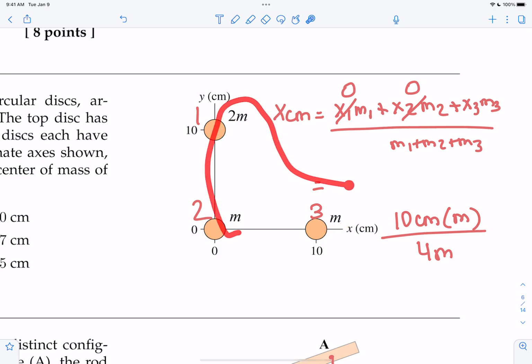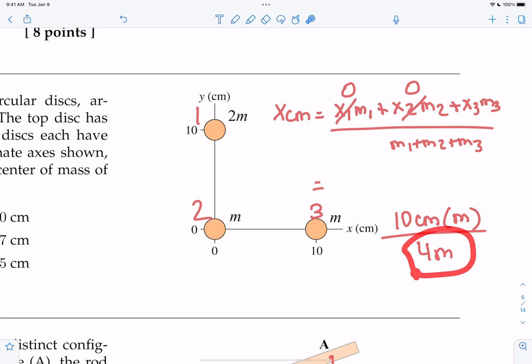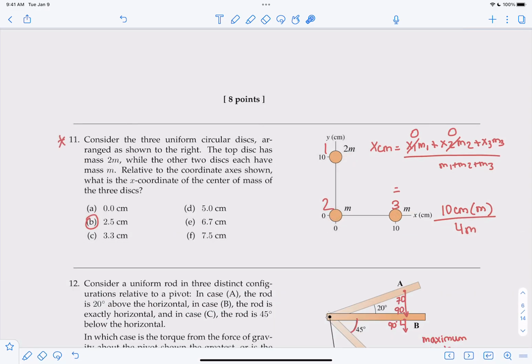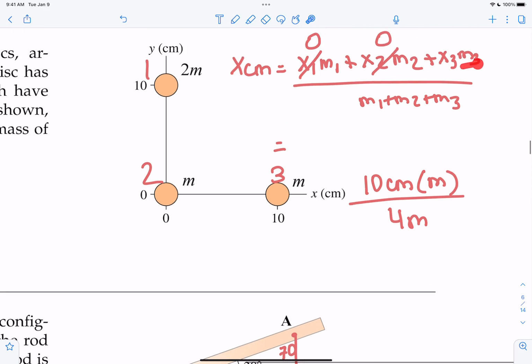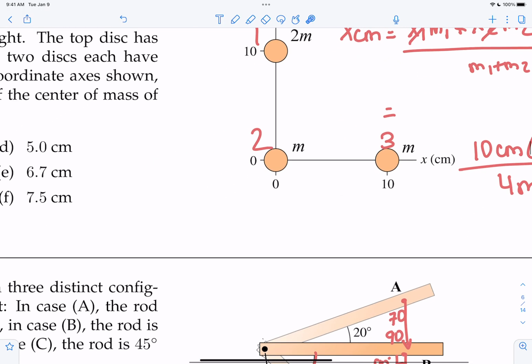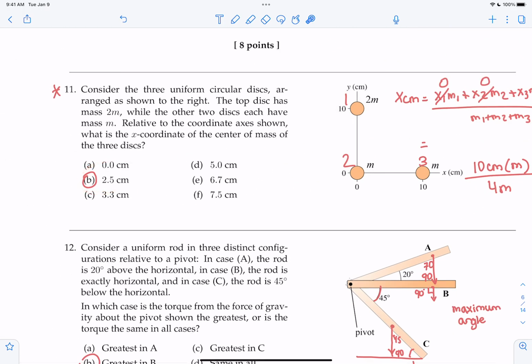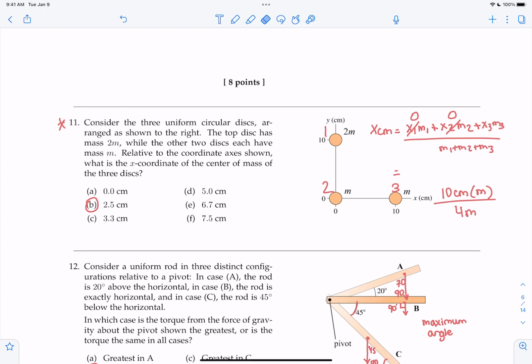So if we add all the masses, 2m plus m plus m, we get 4m at the bottom. So m1 plus m2 plus m3: the mass here is 2m, here's m, and here's m. So that gives us 4m at the bottom, and we're left with the m for mass 3 at the top. So the m's will cancel out, 10 divided by 4, and that should give you 2.5. Sound good for number 11 as well?